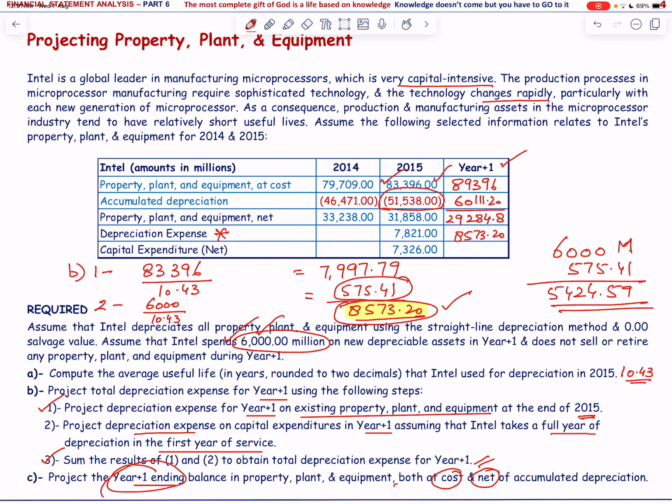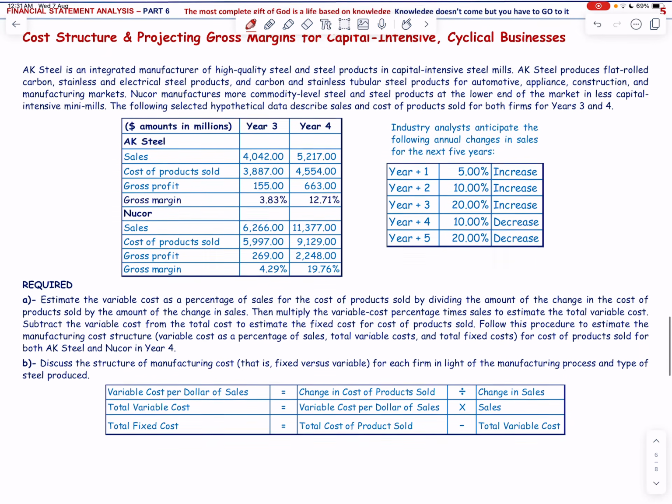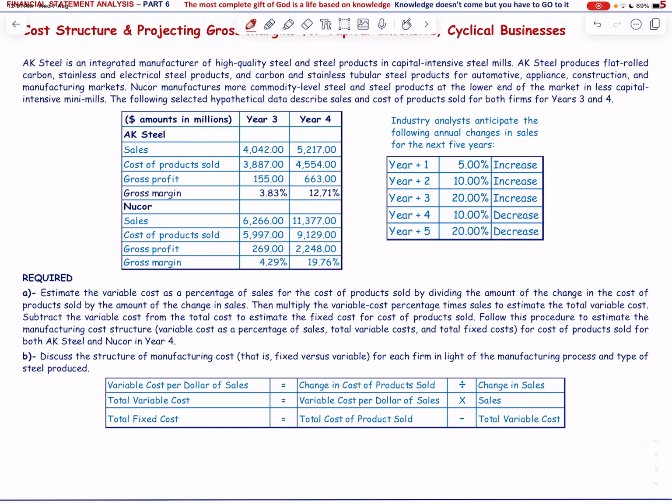Okay, let us now move on to the next exercise. AK Steel is an integrated manufacturer of high quality steel and steel products in capital intensive steel mills.